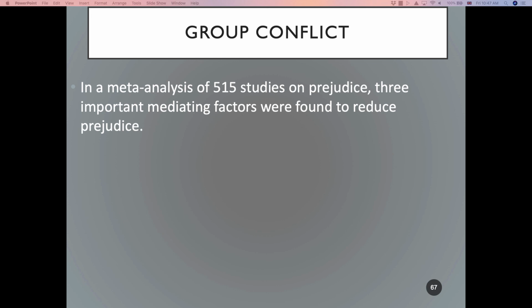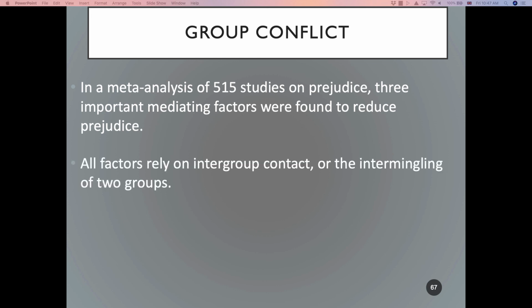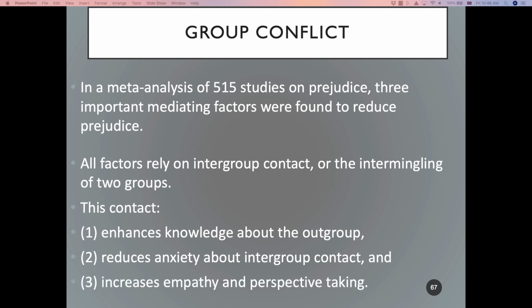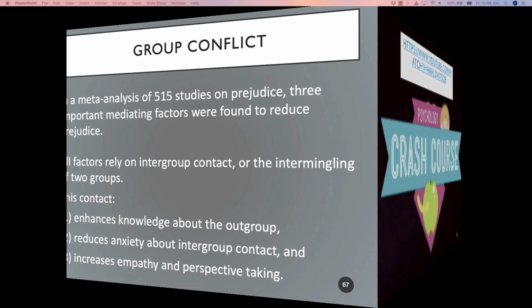There was a meta-analysis of 515 studies looking at prejudice. And the ways in which we found to reduce the prejudice are all about intergroup contact. Enhancing knowledge about the out-group, reducing the anxiety about intergroup contact, and increasing empathy and perspective of that group reduces that anxiety. We understand the other group, we are less likely to have stereotypes about them and more likely to understand.